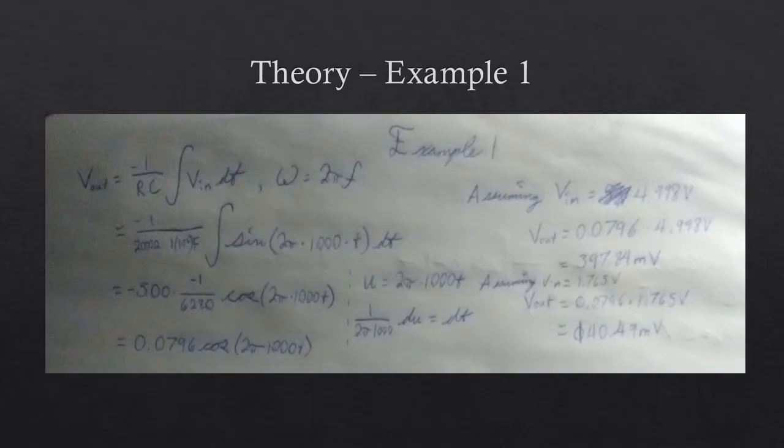So here is our first example. In these examples, I decided to keep all of the variables the same except for the resistor. In this case, I chose a 2000 ohm resistor. For the other variables, I chose a 1 microfarad capacitor, and I also decided to put in a 5 volt sine wave input with a frequency of 1 kilohertz.